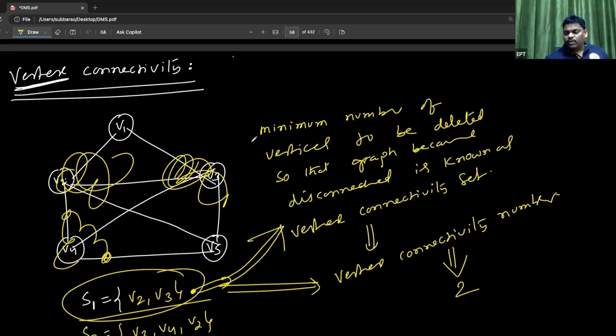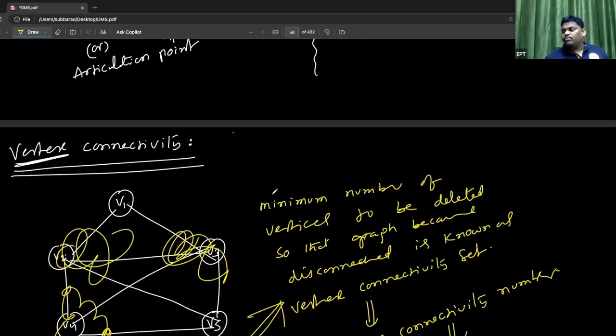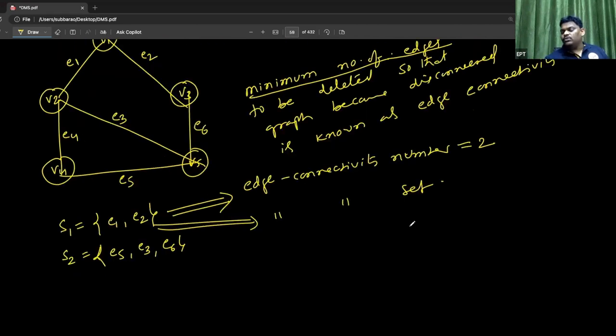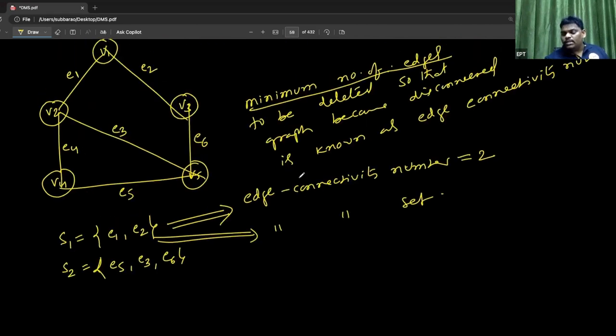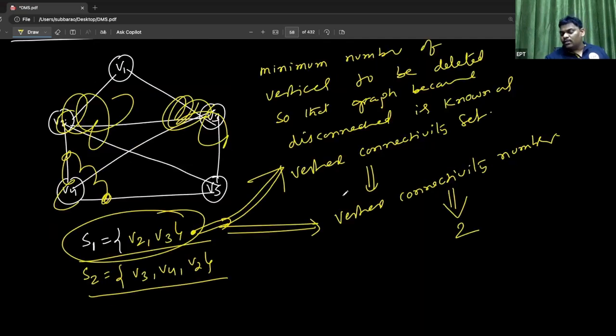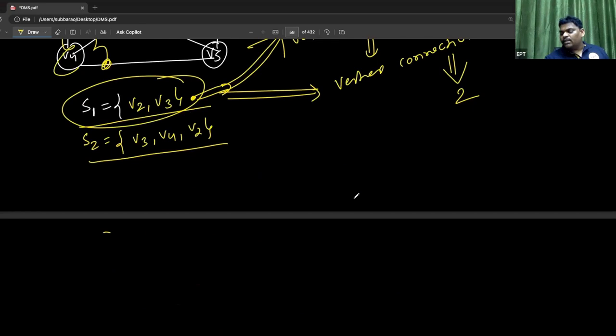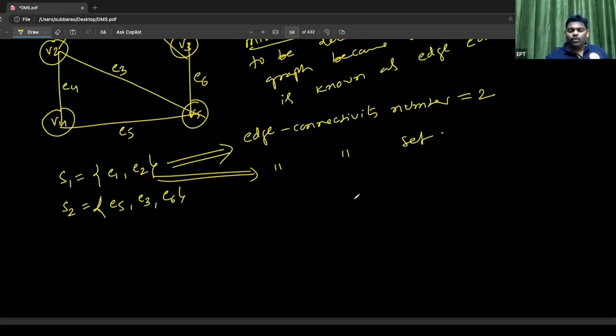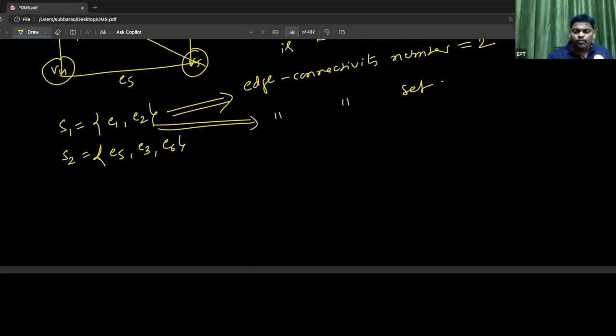Next one. Vertex connectivity means the minimum number of vertices. How many do I have to delete so that the graph becomes disconnected? That is called the vertex connectivity number. Next, the minimum number of edges I have to delete so that the graph becomes disconnected is the edge connectivity number. Here it is the minimum. If only one, it is a cut vertex or cut edge. I hope you are really comfortable. Let me know if anyone has a doubt.